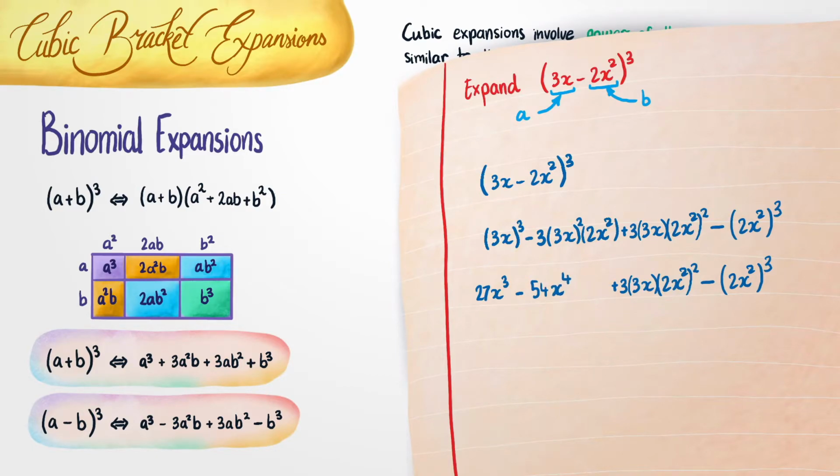Now, if we look at the constants of the next term, we notice that we're multiplying 3 times 3 to get 9, and then we're multiplying 9 by 2 squared, which is 4. 9 times 4 is 36. Now we just have to deal with the x's. Notice that we can use the index laws here to say that this is going to be x to the power of 4. And then we have to add 1 because of this x, so you get x to the power of 5.